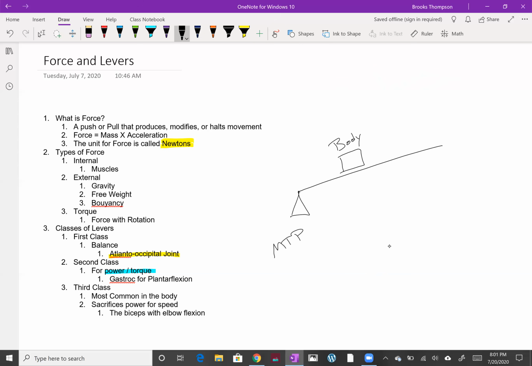No matter how much your body weighs, when you have that gastroc pulling up, it creates so much torque that it's able to lift your body up. That's what it's designed to do. What does this look like? It looks like a wheelbarrow.